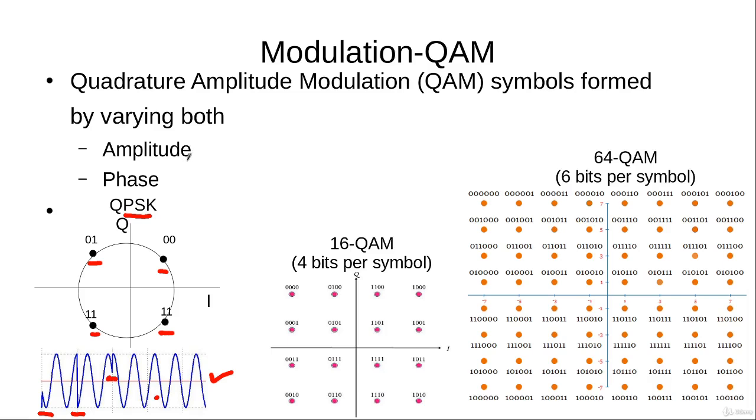Now if we vary both amplitude and the phase, then we get a modulation which is called the Quadrature Amplitude Modulation, or QAM. For example, here in the case of 16 Quadrature Amplitude Modulation, we have 16 samples and each sample has its own phase and its own amplitude. For example, this sample has this amplitude and it has this phase. This sample has this amplitude and it has this phase.